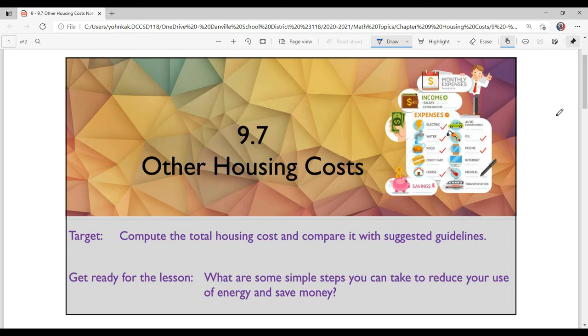What are some simple steps you can take to reduce your use of energy and save money? There are lots of things you can do within your house to conserve energy, conserve money, save money. And so we're going to talk about that today.